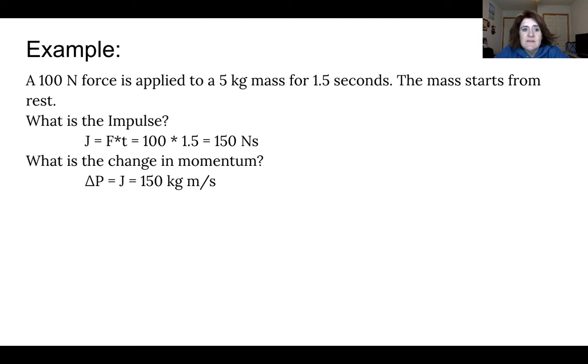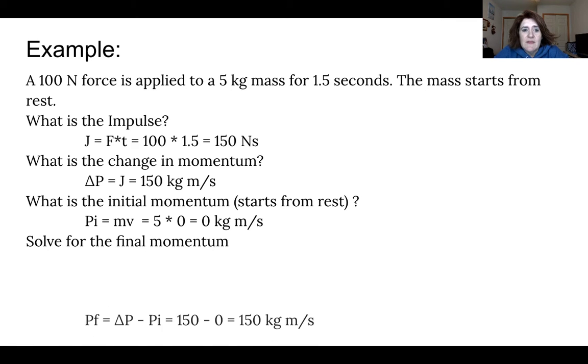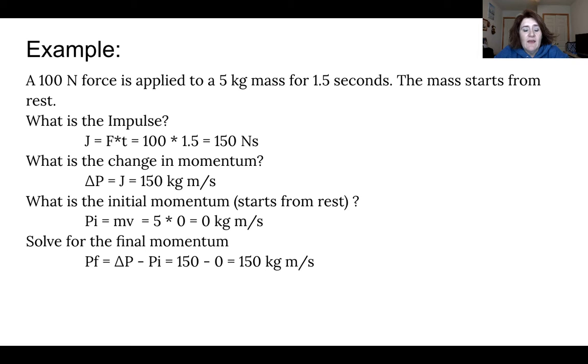Change in momentum is equal to the impulse, which is 150 kilogram meters per second. We changed from impulse to a change in momentum, and we changed the units. What is the initial momentum if it starts from rest? The initial momentum would have been 0 kilogram meters per second. Final momentum then would have been 150 kilogram meters per second.